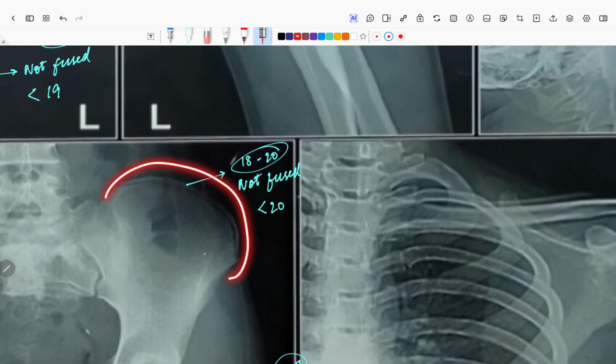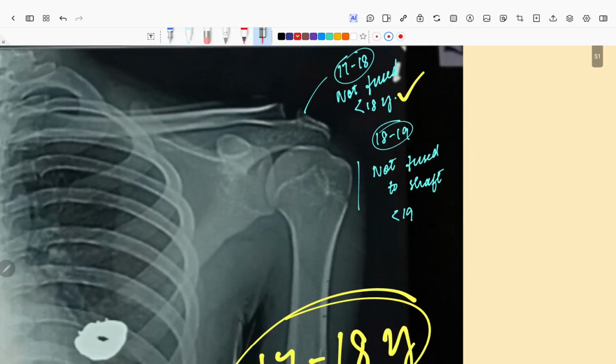Then this is the iliac crest. We see the iliac crest fuses at 18 to 20 years. Here we see a dark line, which indicates that it's not fused. That means the person is less than 20 years of age.